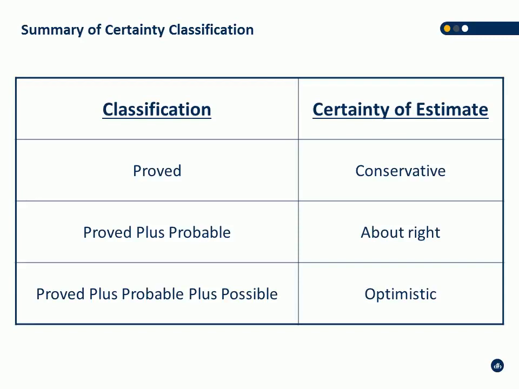COGEH says that proved reserves are a conservative estimate of reserves. Proved plus probable is the best estimate, it's about right. And proved plus probable plus possible is an optimistic estimate of reserves. So it's saying the same thing a different way. It's saying that proved reserves are conservative and you should exceed them. Possible reserves are optimistic and you're probably going to come in below them. And proved plus probable should be about right.